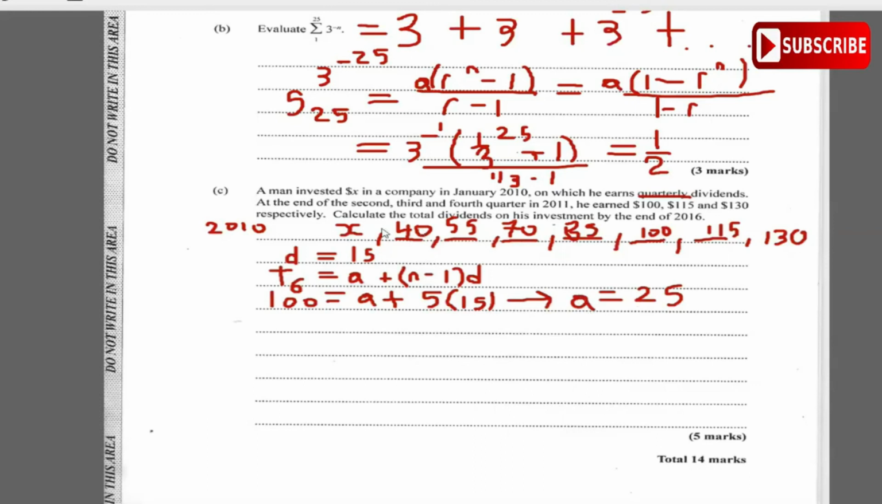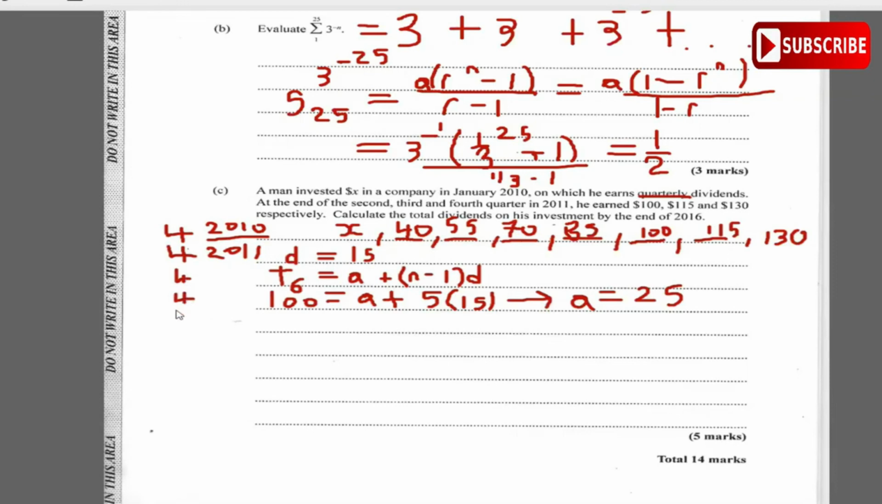Now that we know how much he started by investing, we want to calculate the total dividends on the investment by the end of 2016. Now, one thing I noticed, it's going to be 4 dividends in each year. So it's going to be 4 in 2010, 4 more in 2011, 4 more in 2012.